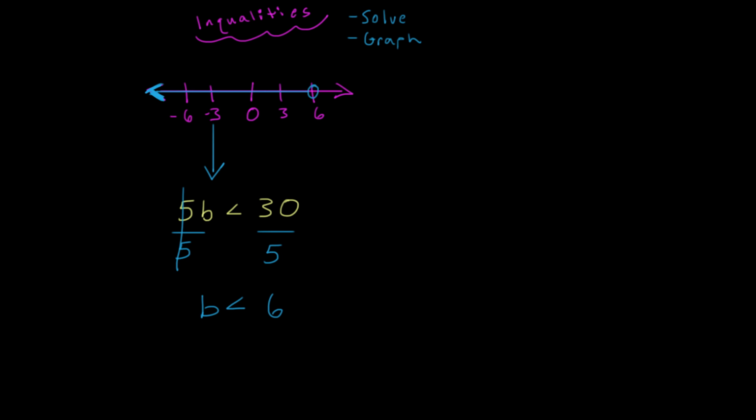And now I'm going to change colors real quick. So now we have 5 times -3 is less than 30. Well, 5 times -3 gives a value of -15. And -15 is less than 30. This checks out. It's a true statement. And my graph has been accurately plotted. So the inequality b is less than 6 is a true statement.